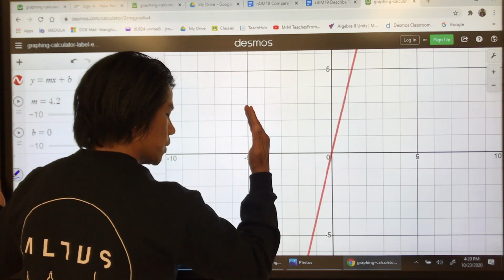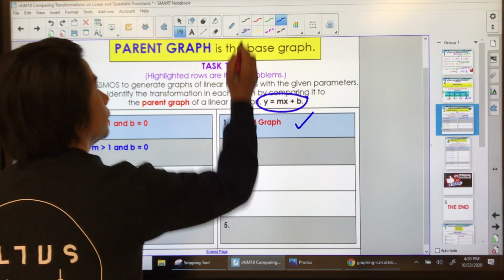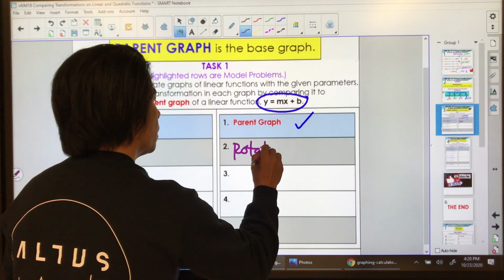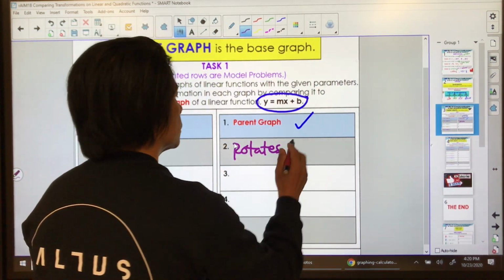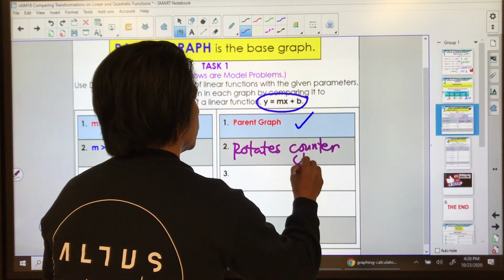What transformation is that? If you said it's rotating, you are correct. So it rotates, but which direction? It rotates this way, so it rotates counterclockwise.